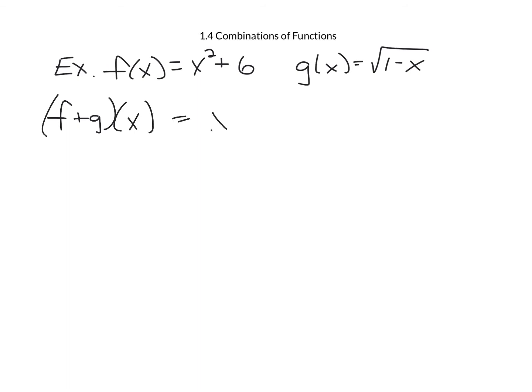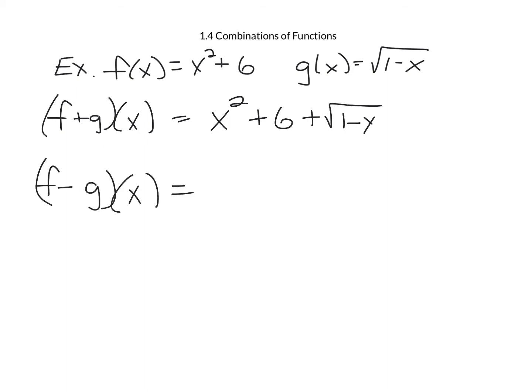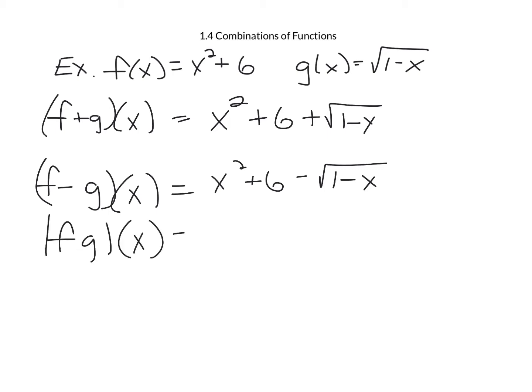So we add those. You can't add what's inside a square root to a non-square root, so we will be just leaving it as this. f minus g of x, x squared plus 6 minus root 1 minus x. f times g of x will be, put parentheses around x squared plus 6, times the square root of 1 minus x.